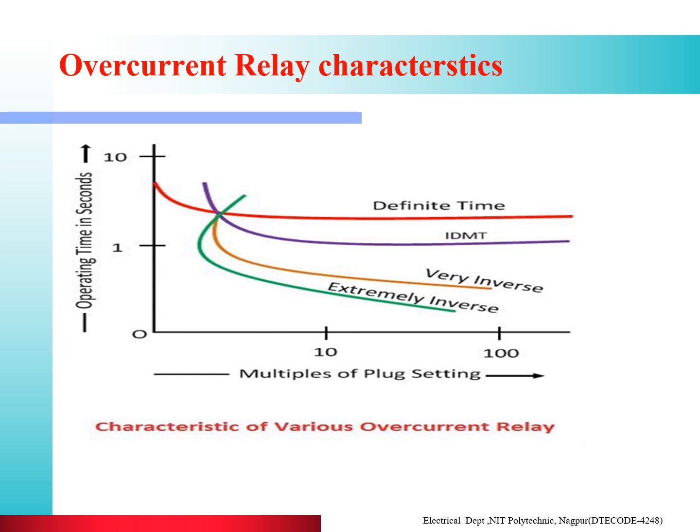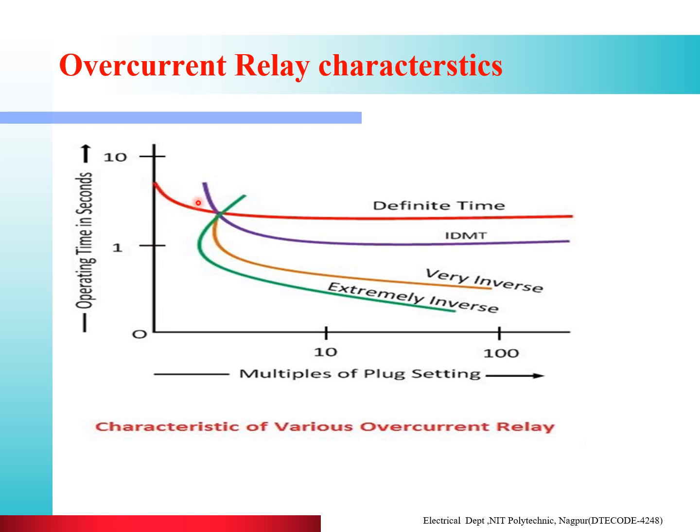This characteristic shows the overcurrent relays. First one is the definite time overcurrent relay. This characteristic is for the definite time overcurrent relay. Then the inverse definite minimum time relay, the very inverse overcurrent relay, and this is the extremely inverse overcurrent relay. On the x-axis it is the plug setting multiple, and on the y-axis this is the operating time in seconds. Operating time means the time at which the relay will clear the fault.